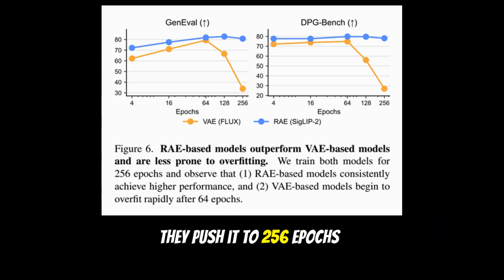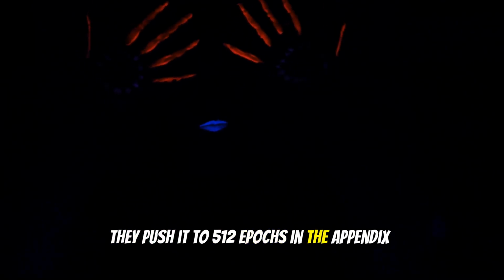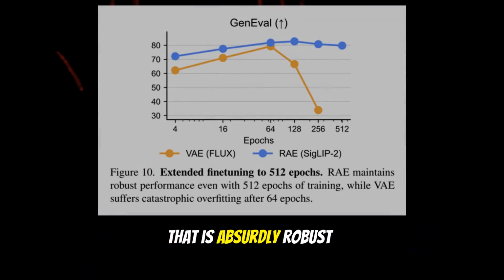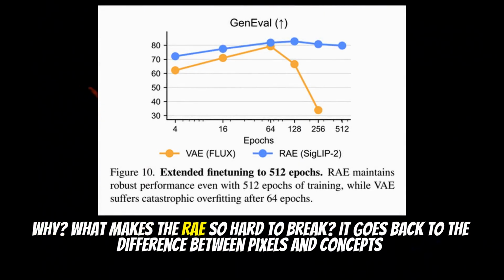They push it to 256 epochs. No collapse. They push it to 512 epochs in the appendix. Still stable. That is absurdly robust. Why? What makes the RAE so hard to break?